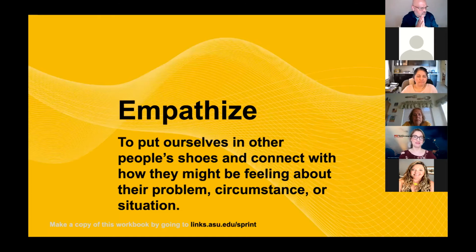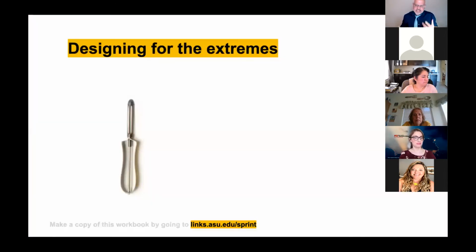So empathy is really empathize, putting ourselves in other people's shoes and connecting how they might be feeling about their problem or circumstance. And this is something that as educators, we do all the time. And usually the way we would do it, we would go and talk to stakeholders.